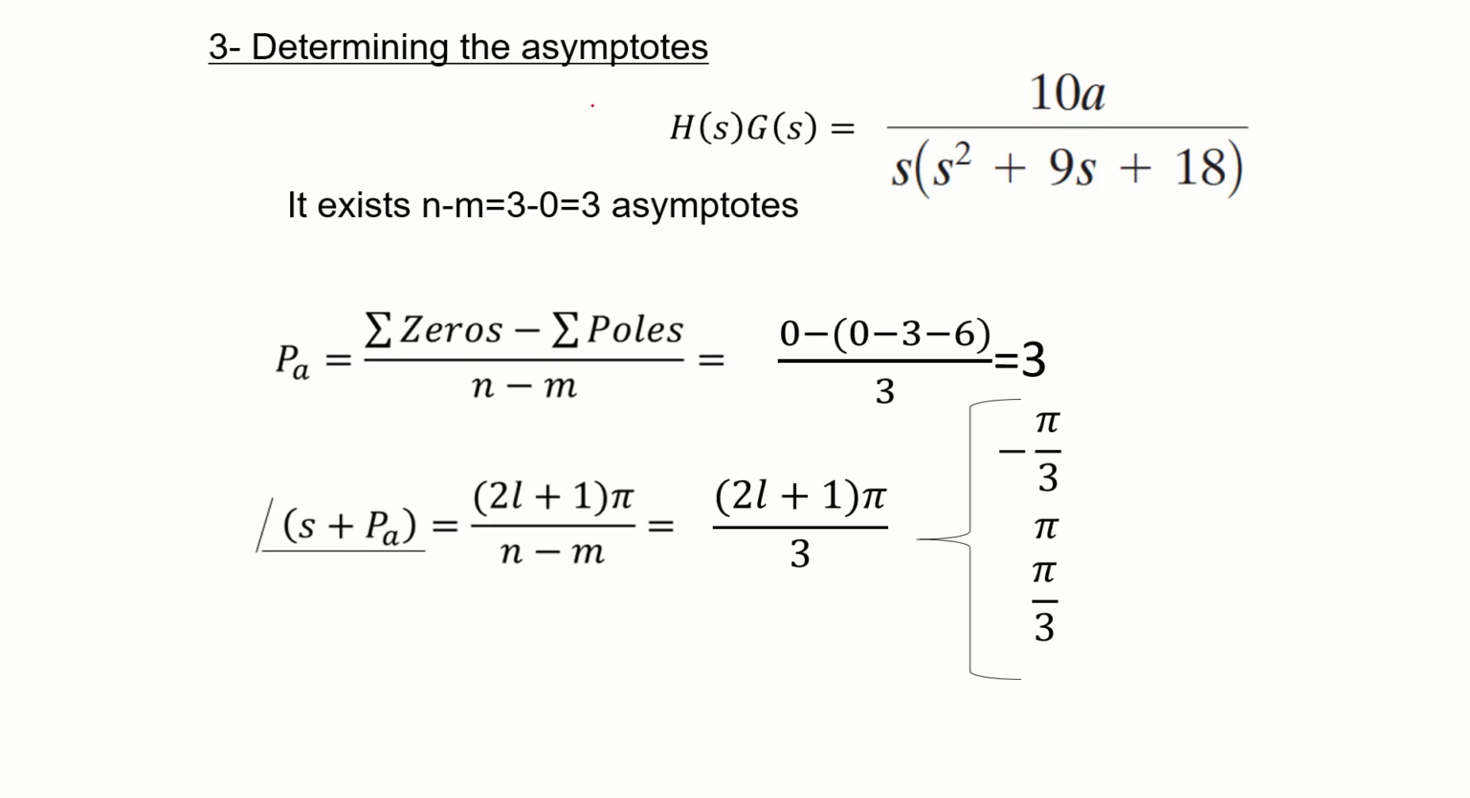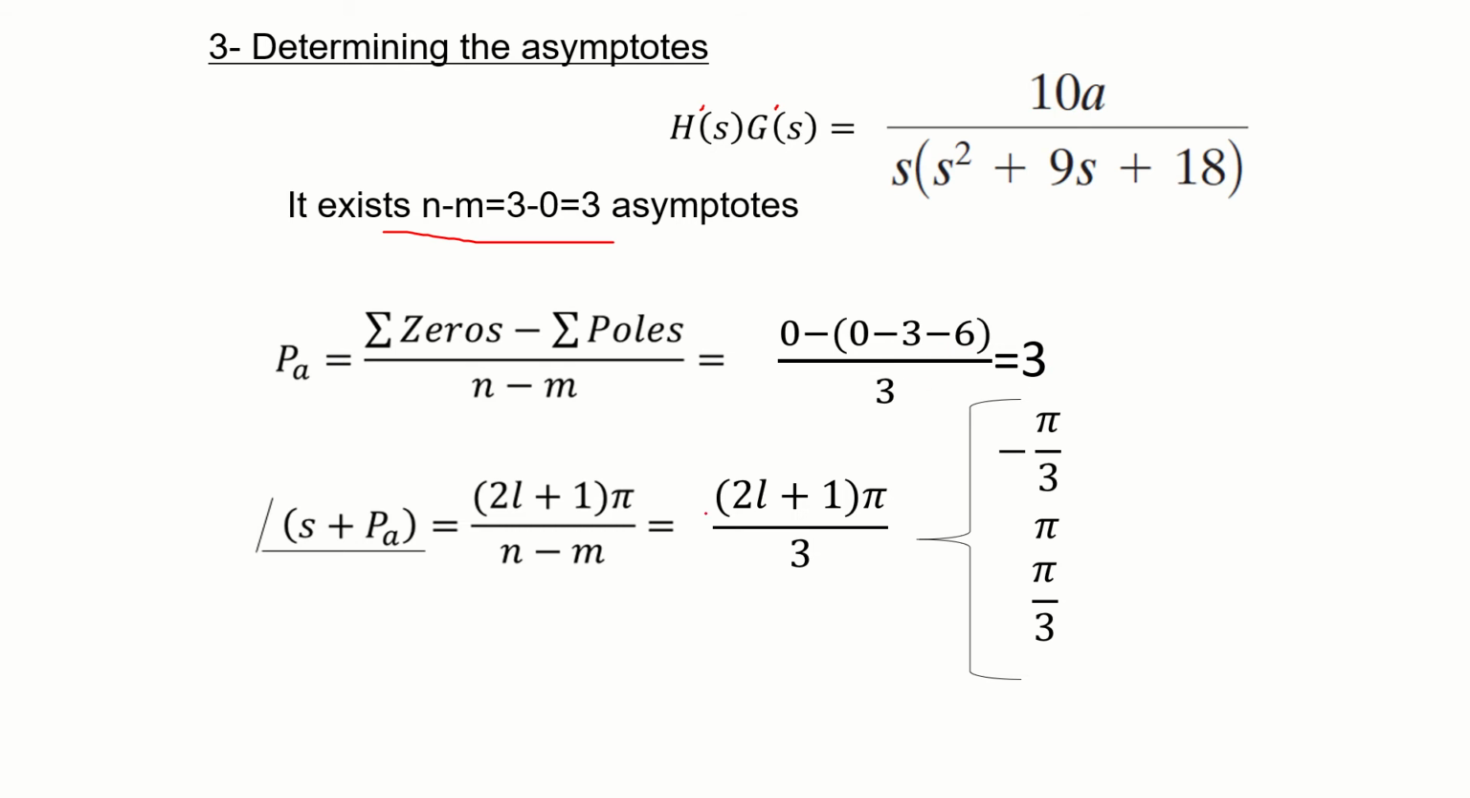The next step is to determine the asymptotes of our root locus. So this is HG, or H prime G prime, which is 10A over S times (S2 plus 9S plus 18). We will have n minus m, so it means 3 asymptotes. The degree of the numerator is 0, the degree of the denominator is 3. And let's calculate PA. PA is equal to the summation of the zeros minus the summation of the poles, over 3, which is 0 because we don't have any zero, minus the poles, and we will get a value of 3.